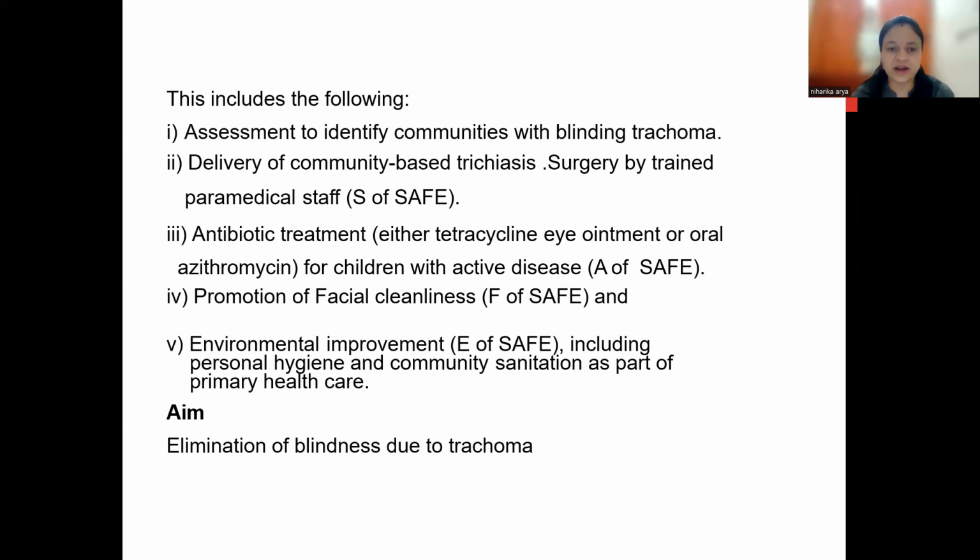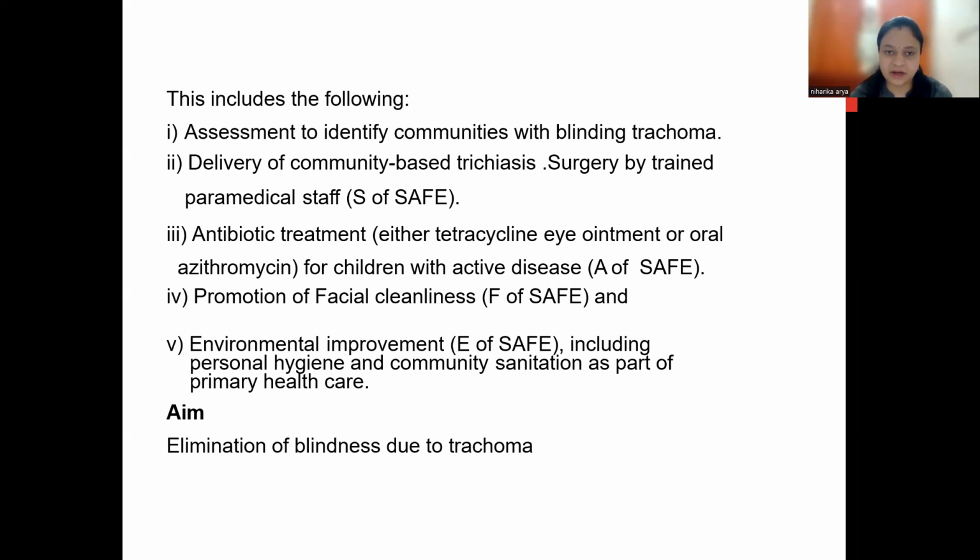First is the assessment, identifying the community with blinding trachoma, and delivery of community-based trichiasis surgery by trained paramedical staff. So S of SAFE stands for surgery: surgery of eyelashes, surgery of eyelid, surgery of cornea. Because of corneal scarring, you need a corneal transplantation, or in the case of trichiasis, an eyelid surgery.